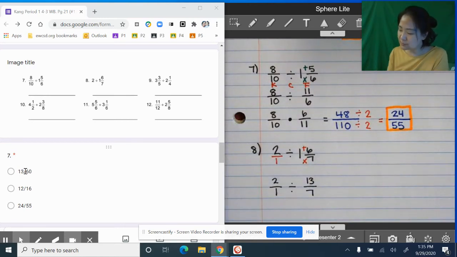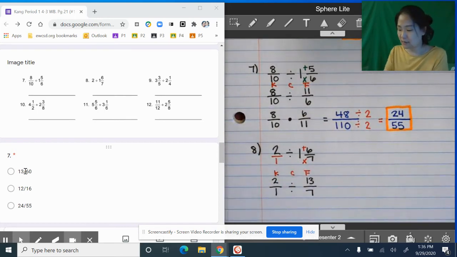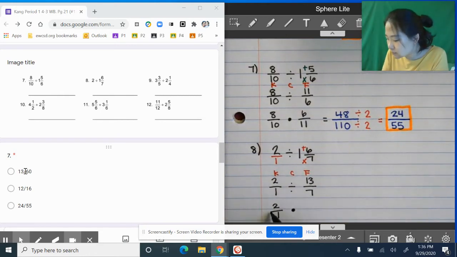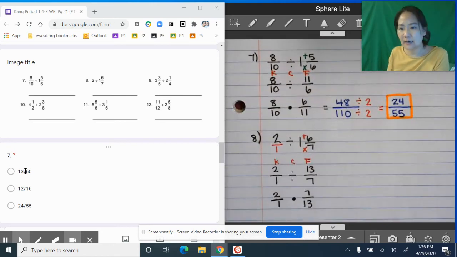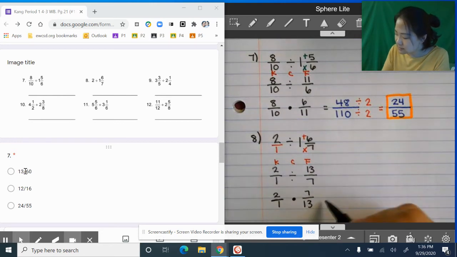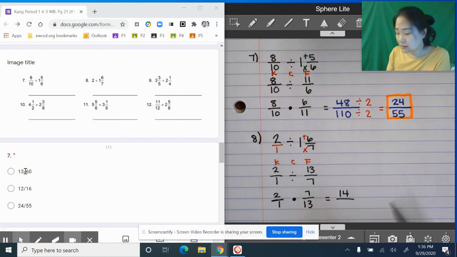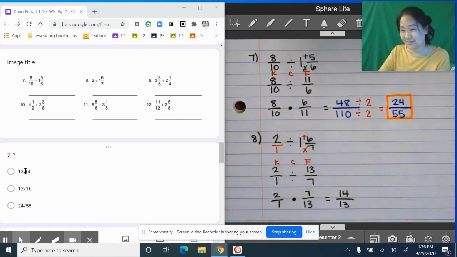Now that they're regular or improper fractions, you write KCF. So, keep, change, flip. There's nothing to cross cancel, okay? Multiply across. So your numerator is 14. 2 times 7 is 14. Your denominator is 13. 1 times 13 is 13.